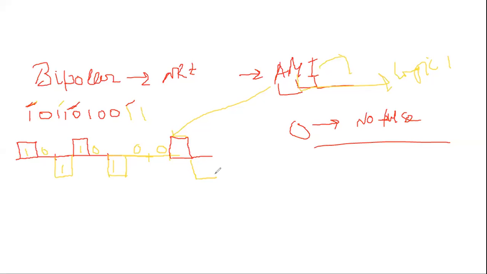It should be negative. This goes on this time. So this is the origin. This is also one. This is also one. So this is all about your alternate mark inversion.